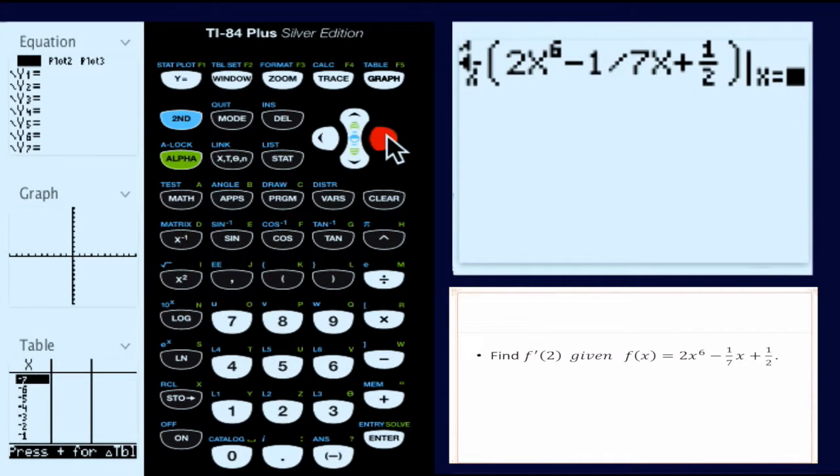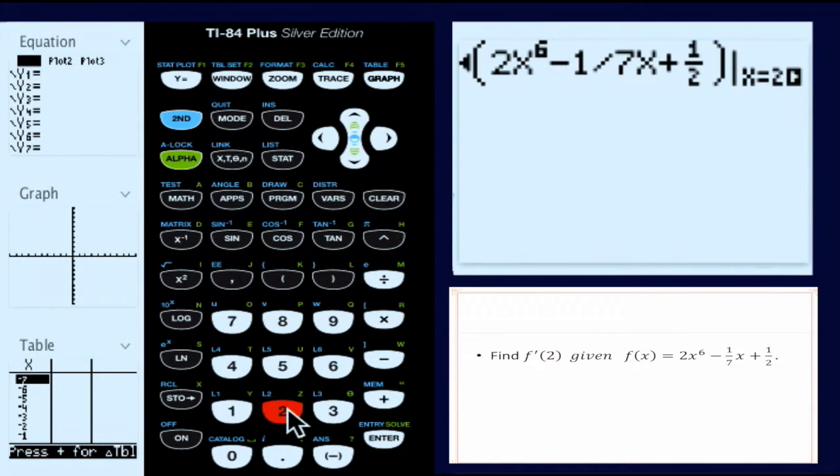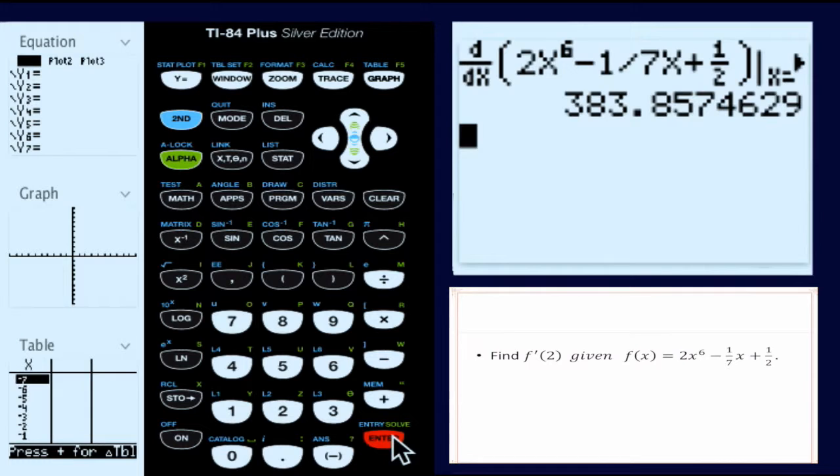To get out from the parentheses, the function is typed in, and notice that it has a bar, x equals, and this is where you put in your value that you're finding the derivative at. And this is when x equals 2, so I'm going to type in a 2. I have my function in. I'm telling the calculator to take the derivative at the value x equals 2, so press enter. And the numerical derivative of that function at 2 is 383.857.